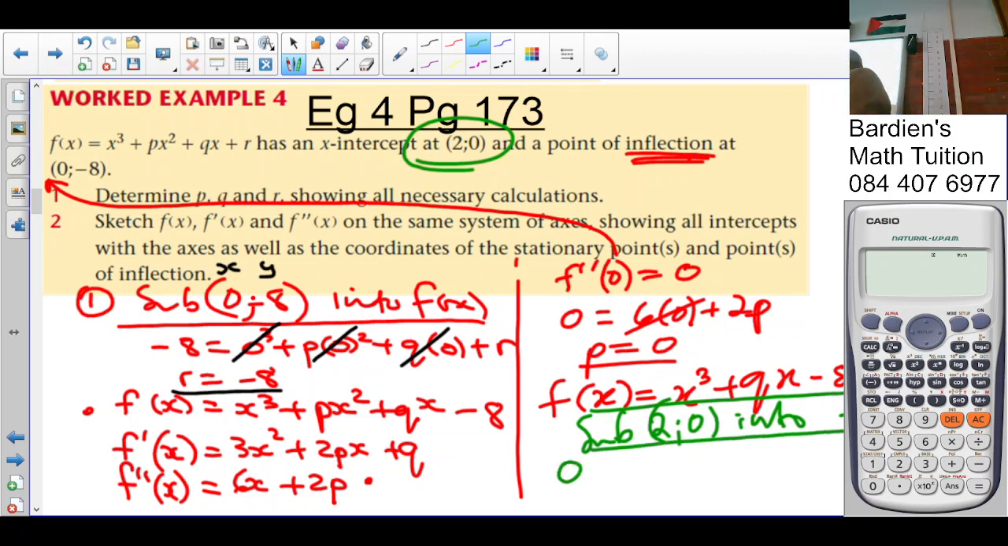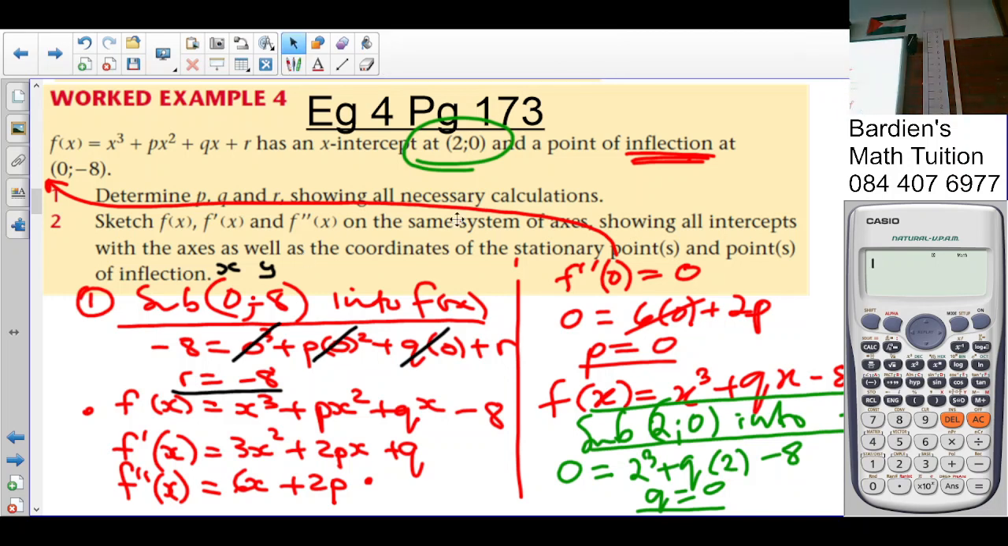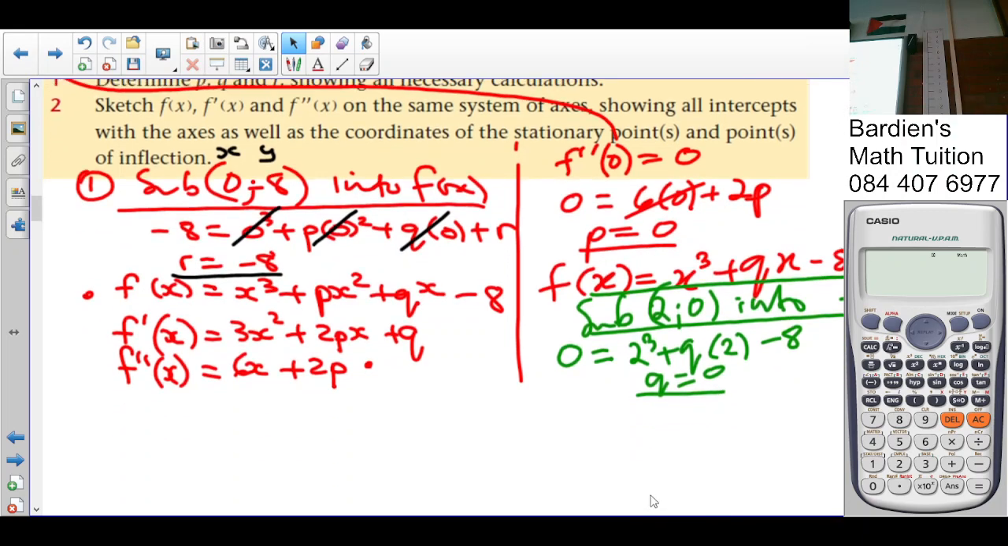So we have 0 equals 2 cubed plus q times 2 minus 8. What is 2 cubed? 8. 8 minus 8? 0. So your q value is also 0. So there you got your p, your q, and your r. Okay, you guys understand? So the equation of this graph is y is equal to x cubed minus 8.